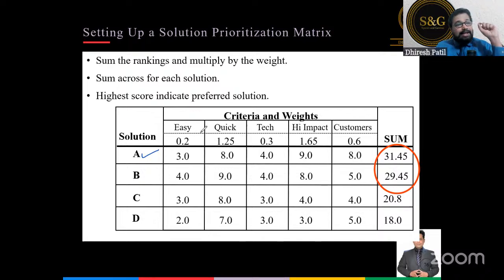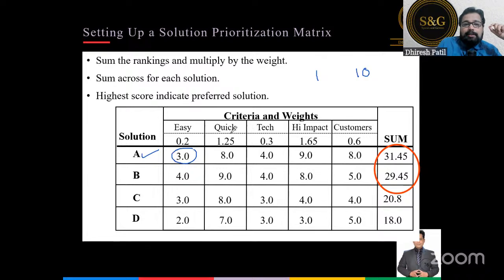Now understand this. If it is very easy to implement, I will give 10 marks. If it is very difficult to implement, I will give 1 mark. Extremely difficult, I will give 1. Very easy, I will give 10. Clear, everybody? So in this case, the team has given a 3 ranking.